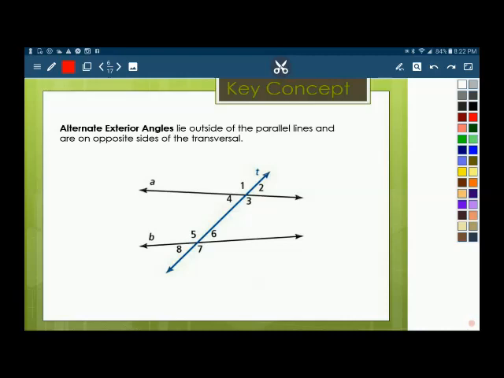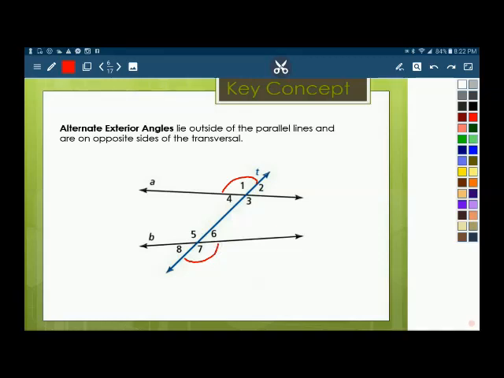So when we try to imagine what alternate exterior angles would be, they're similar to alternate interior, where they are on opposite sides of the transversal, and we hop from one intersection point to the other. So angle 1 is on the exterior of these parallel lines, and if I hop on the opposite side of the transversal on the other intersection point, that would be angle 7.